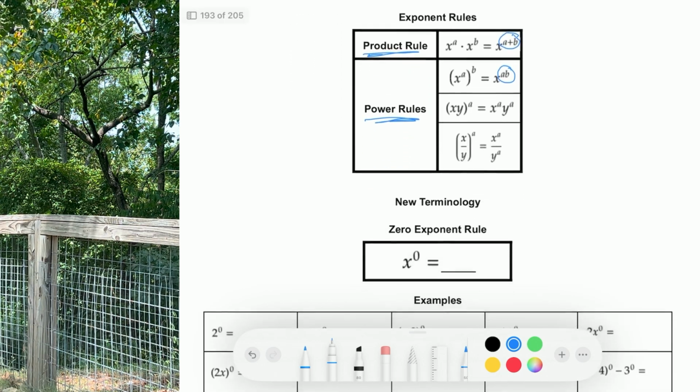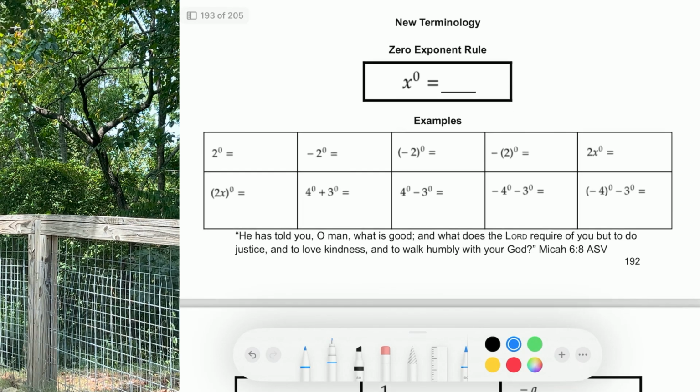Now let's look at some new terminology. A new rule is the zero exponent rule. Any number or variable or symbol raised to the power of 0 equals 1. Always. So anything raised to the power of 0 is just 1. So looking at these examples, 2 to the power of 0 is 1.